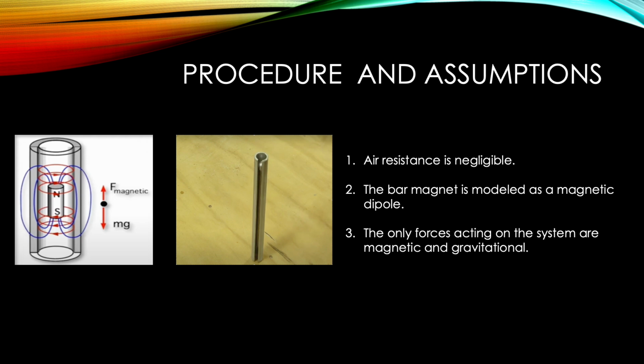The procedure was that we drop a magnet through an aluminium foil tube, and through this we are able to find out the fall time. As you saw, the magnet fell through the tube. Some assumptions that were included were that air resistance is negligible, the bar magnet is modeled as a magnetic dipole, and the only forces acting on the system are the magnetic and gravitational. So that means in this case we neglect kinetic friction.